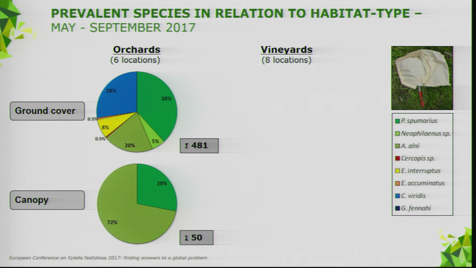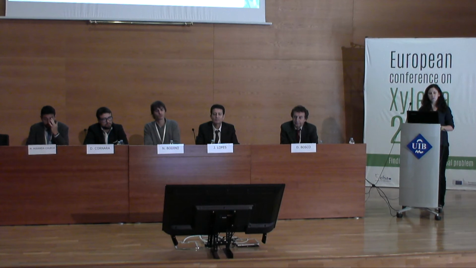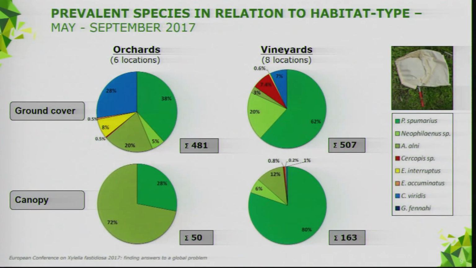We see another xylem-feeder spectrum in orchards. There were also available a large number of Cicadella viridis as well as Evacanthus interruptus on the ground cover, but still in the canopy present were both species Aphrophora alni and Philaenus spumarius. If we compare it to the vineyards, for example, we can additionally find on the ground cover Cercopis species, most of them on Medicago, and on the vine canopy we can find most of all Philaenus beside Aphrophora alni and Neophilaenus species, most of them Neophilaenus campestris.